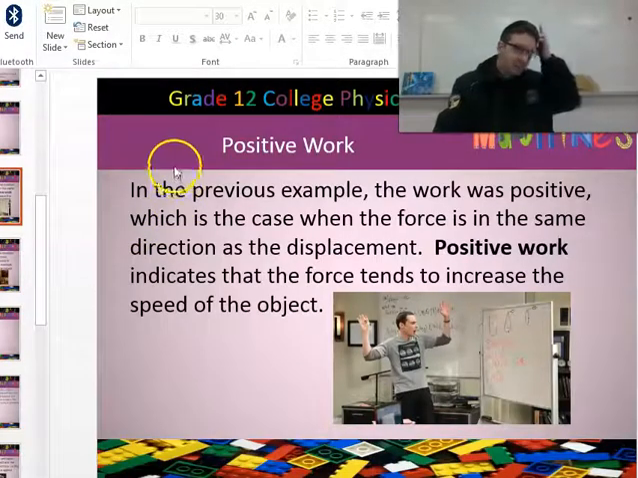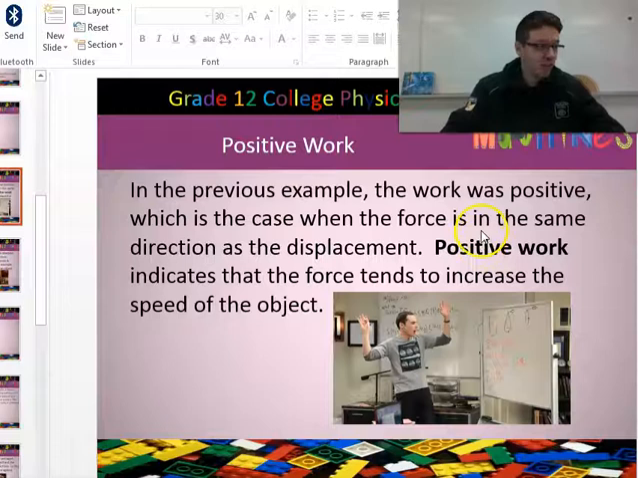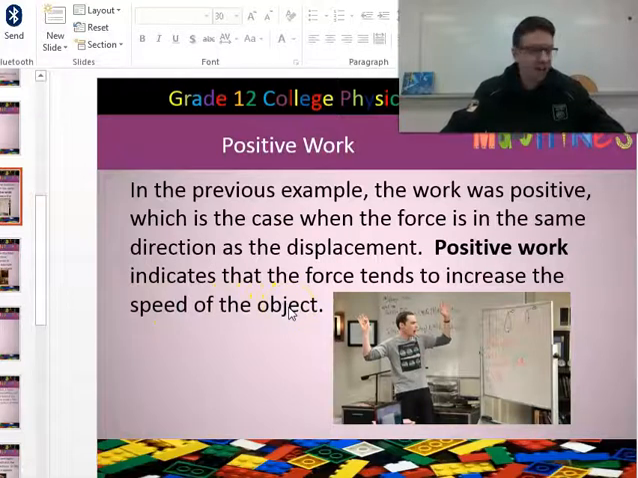Alright, so I said we're going to go over some special cases. The first one is actually one that we just did. In the example we just did with the curler, we're doing positive work. Positive work happens when you have both force and displacement pointing in the same direction. And that tends to increase the speed of the object, therefore increasing the amount of energy that object has.